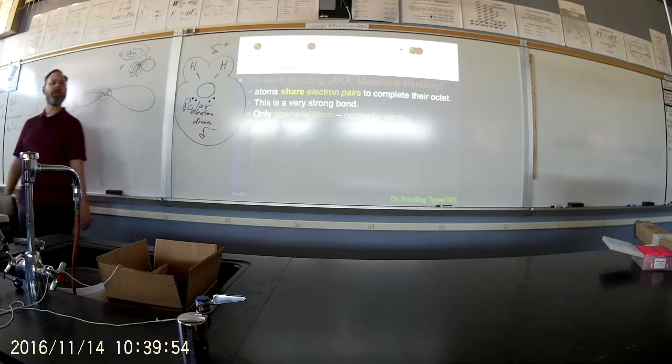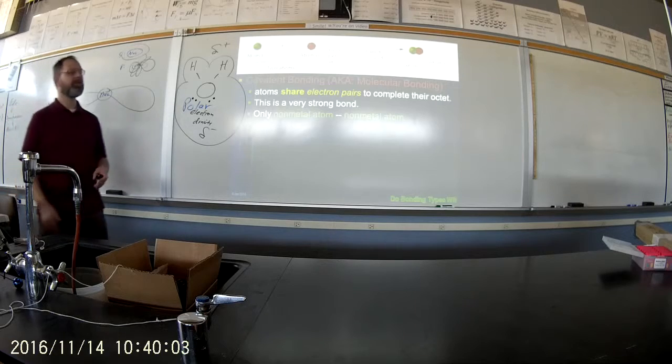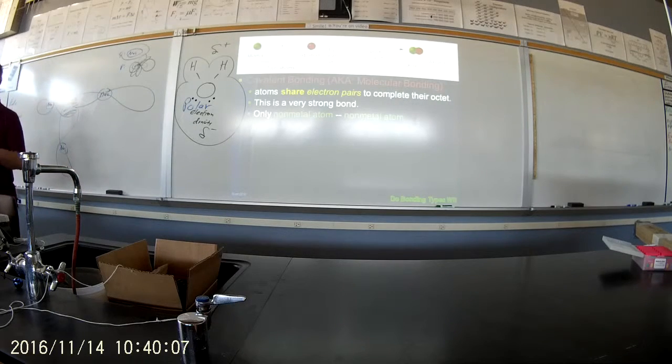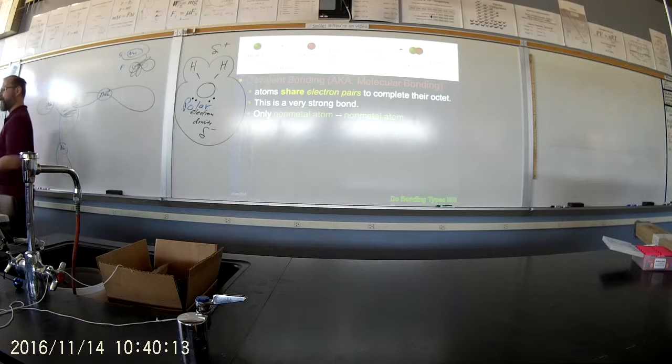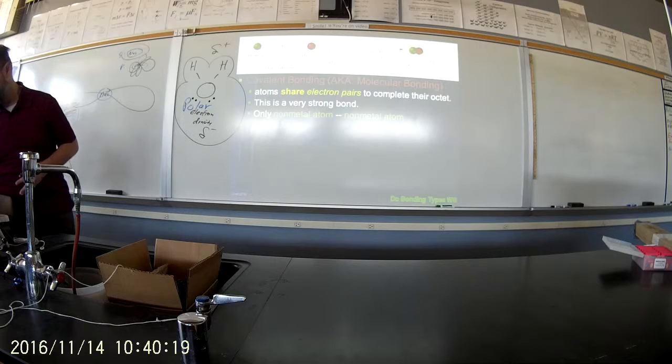Okay, so covalent bonding. The bulk of this unit is about covalent bonding and what happens with covalent bonding. Covalent bonding happens when atoms share electron pairs. And it only happens with nonmetal atoms. Atoms share pairs of electrons.